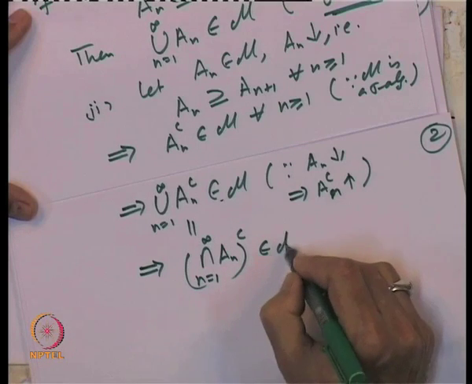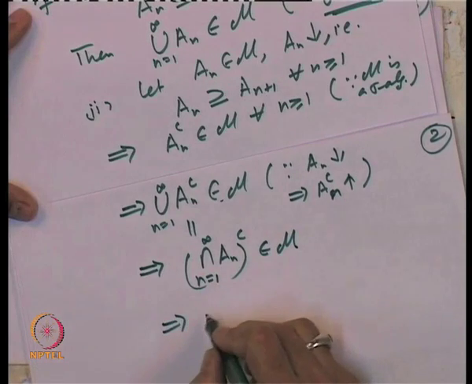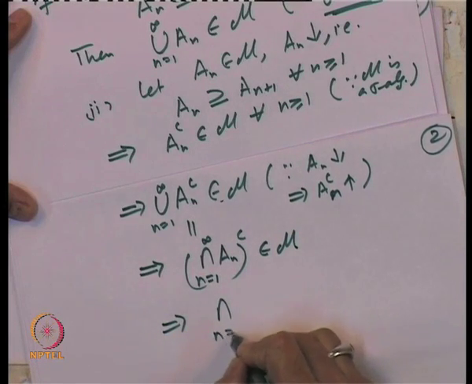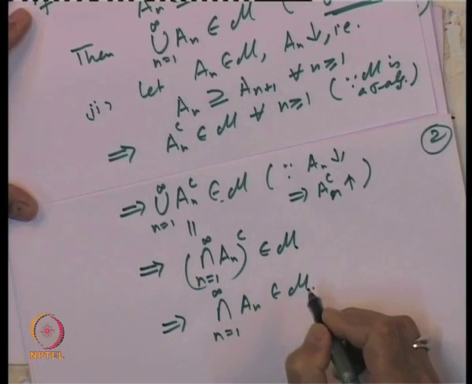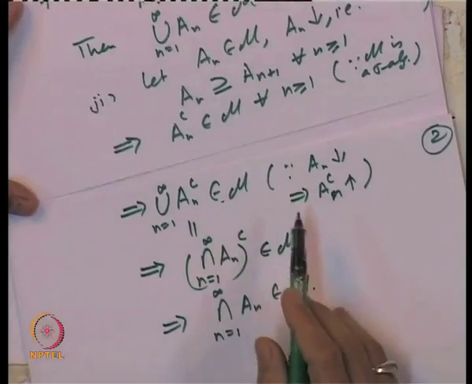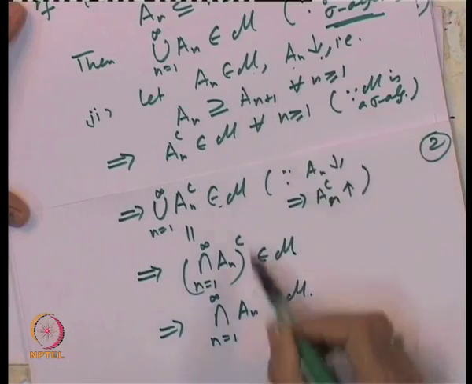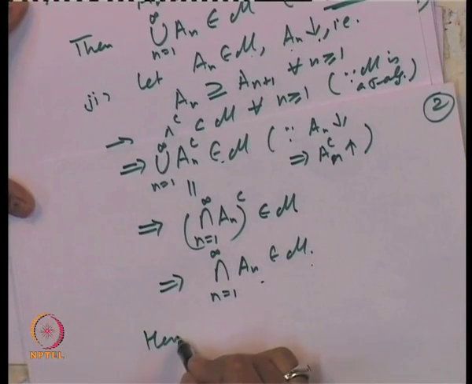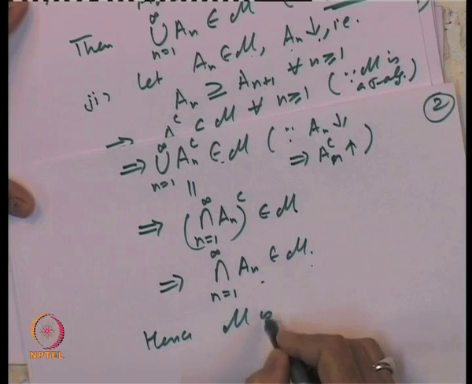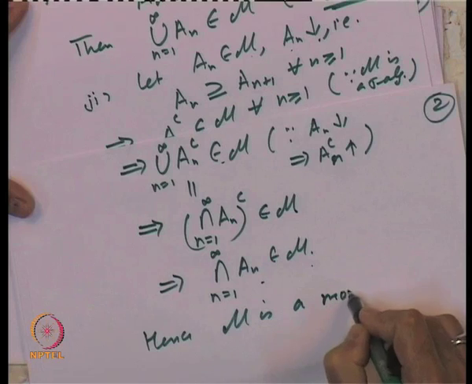So, this belongs to M, and now M is a sigma algebra. So, that implies that the intersection n equal to 1 to infinity of A n belongs to M. So, we have shown that whenever a sequence A n is in M and the A n's are decreasing, the intersection also belongs to M. So, hence M is a monotone class.